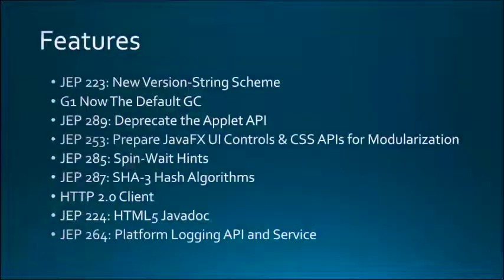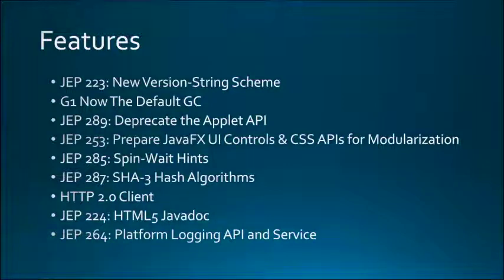So, with Java 9, what's new? Well, we have a boatload of new features. To start with, we're going to take a deeper dive into the new versioning string schema that Java has introduced. Technically, they're still using the same naming convention. We're now on 1.9, but going into next year, they're going to switch over to the year, month, day naming schema. They've also made G1 the default garbage collector.